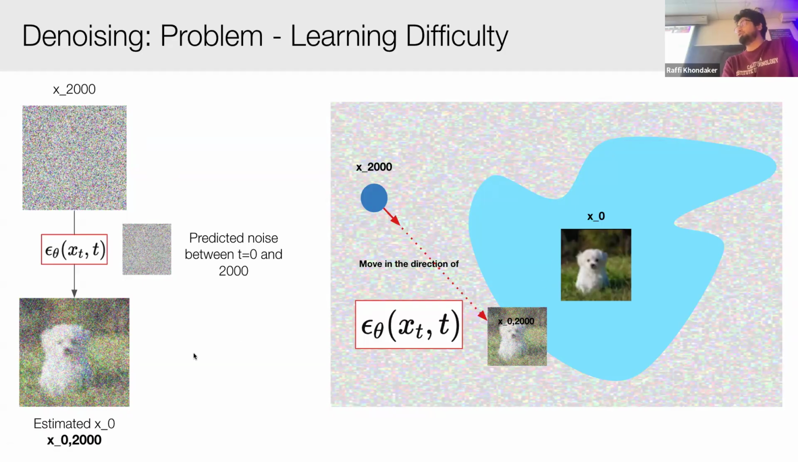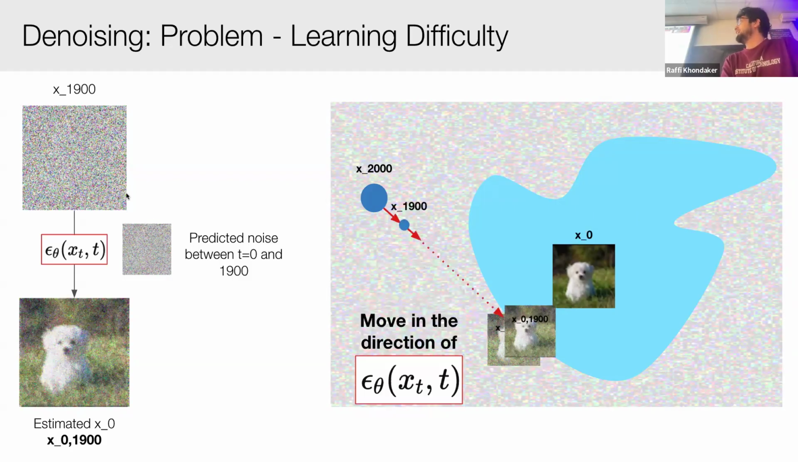It's probably going to look like something pretty jumbled up, pretty distorted, right? That's fine though, because we just want to move in the general direction of dog space, in the general direction of X naught. So we take a small step in that direction. And when I say a small step, I mean subtracting a small amount of this noise from X2000.